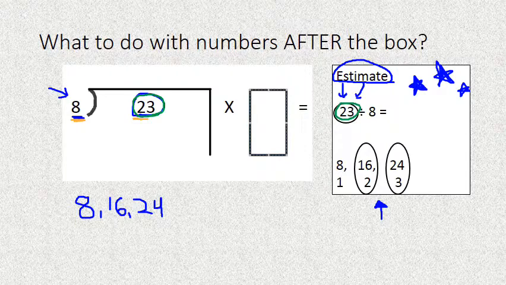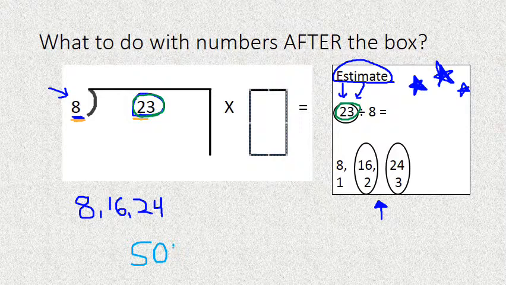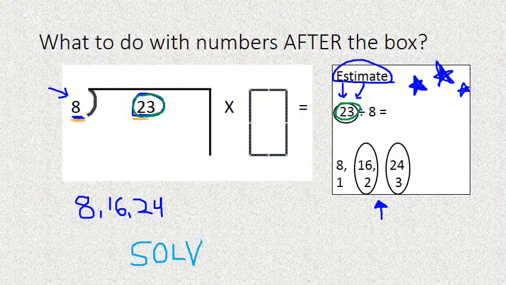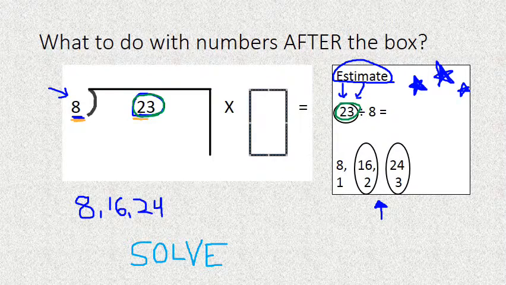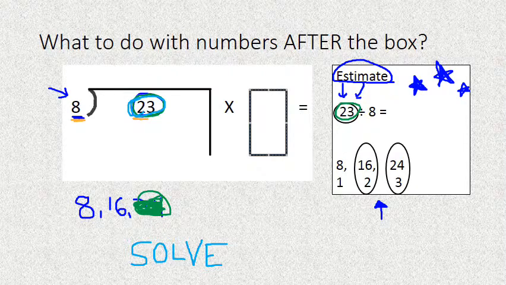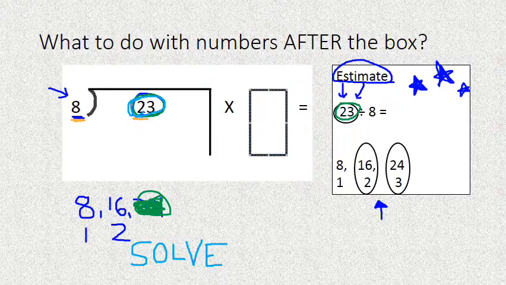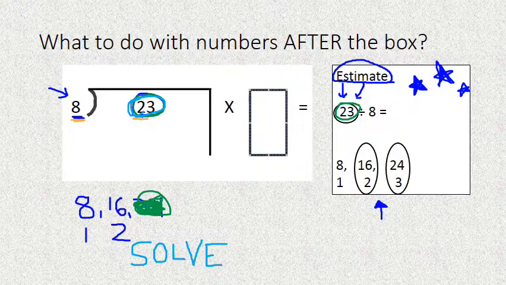Now it's very important that when you solve, meaning that you find the real exact answer, that you do not go over our number. We do not want to go over a number of 23. So I'm going to cross out 24 because I don't have 24 to give. I only have 23 to give. So then I ask myself, how many times did I have to count my 8? I had to count it 1, 2 times.